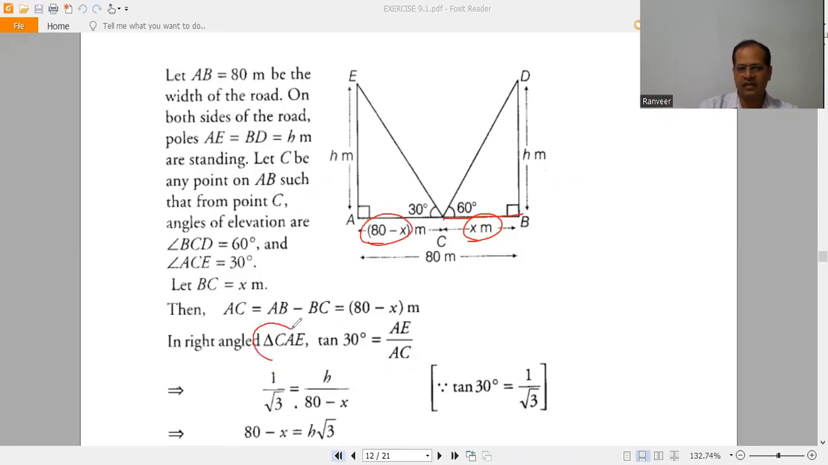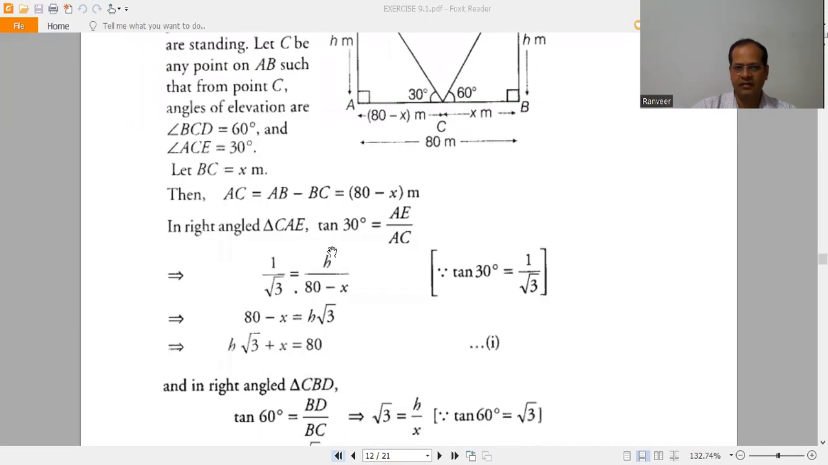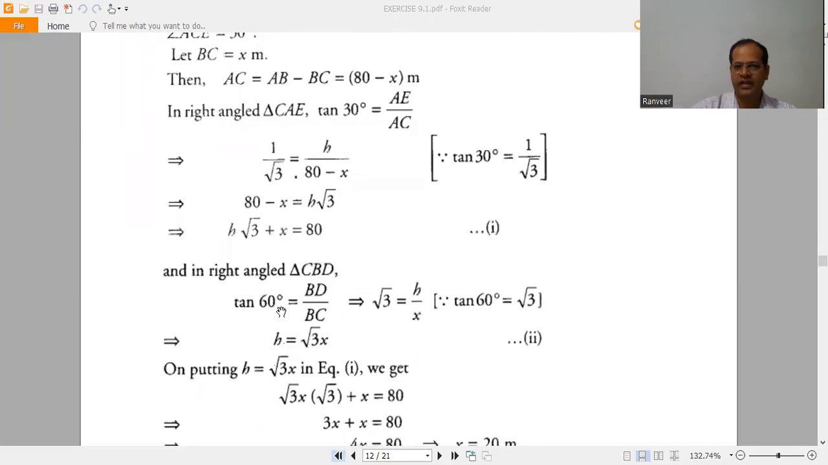Now in the triangle CAE, if we take tan 30 degrees, then this is H by 80 minus X. So there is a relation between H and X in one equation, and the same way we will take the triangle CBD. Here also tan 60 degrees equals BD by BC, which is H by X. So in this type of question, we will get two equations. After that, we have to substitute one value in the other equation and we will get the result.